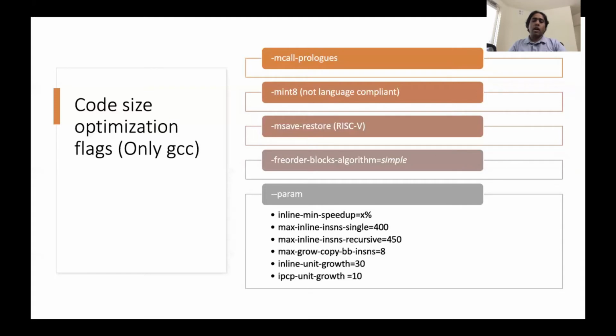Then the last one is ipcp-unit-growth. This is interprocedural constant propagation, if I remember correctly, and this is 10. We don't want to know how this number is calculated internally, but we only want to know that increasing this will increase the code size and decreasing this will reduce the code size. The numbers I provided here are the default values hard coded in the GCC compiler, and I would encourage you to try these and see how much code size reduction you get.